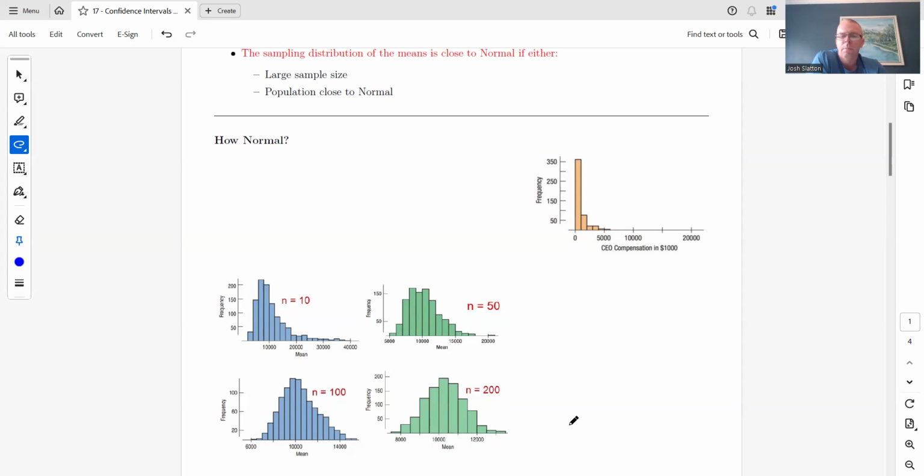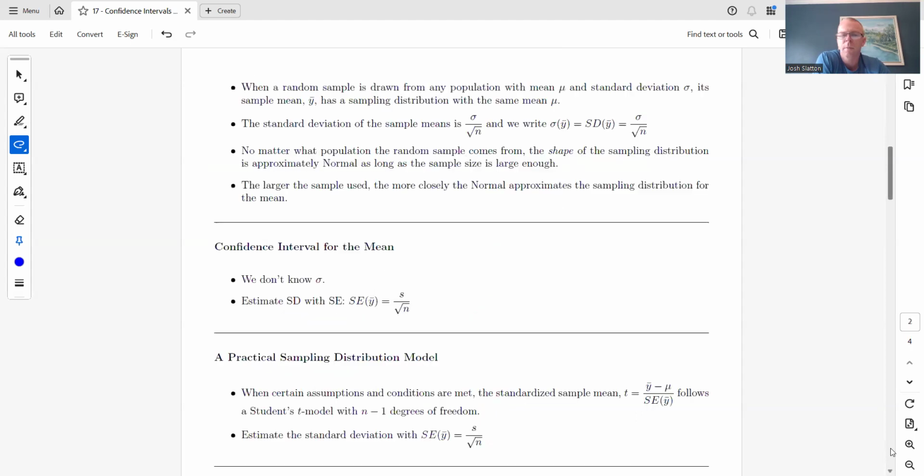All right, so let's move on to the next page. And so when a random sample is drawn from any population with a mean mu and standard deviation sigma, its sample mean is y bar. Sometimes you'll see y bar, and you could also see x bar. The letter is not the important part. The bar over the variable tells us we're talking about a sample mean.